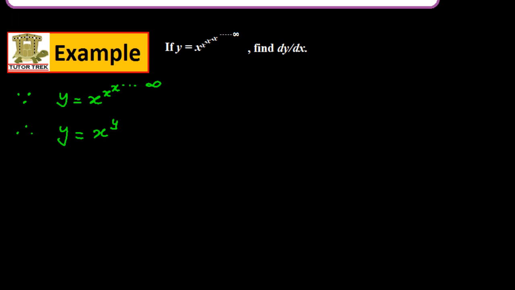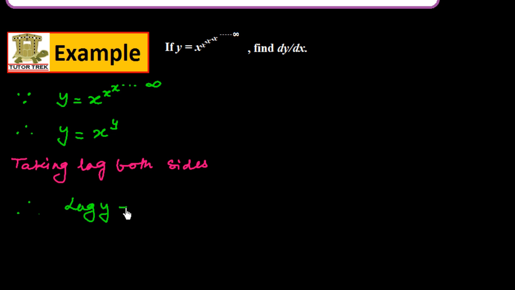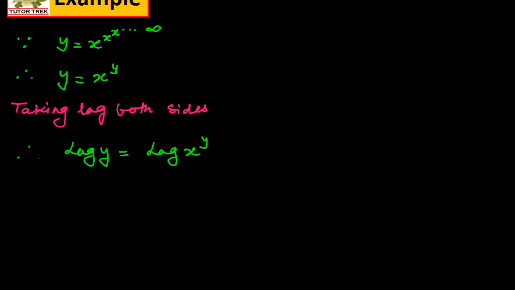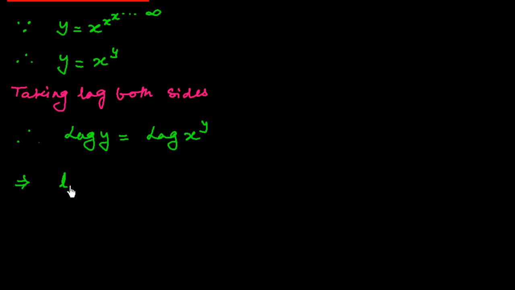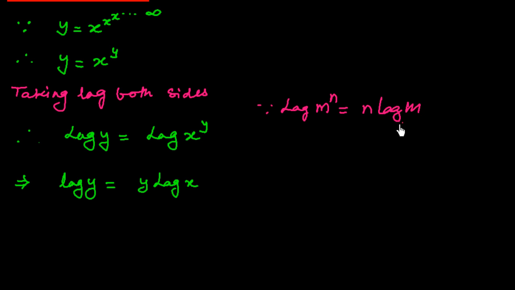Now we take the log on both sides. Therefore, log y is equal to log x power y, which implies log y is equal to y log x, because we know that log m power n is equal to n log m. So here we are applying this.